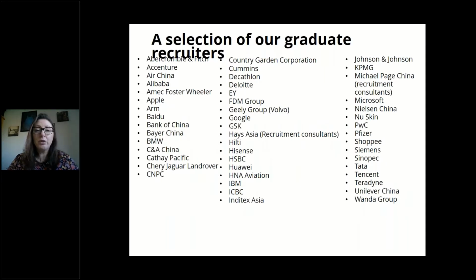A selection of our recruiters. This is just a very small selection of our recruiters. These are ones that we've worked with most recently. They are worldwide, so it's not just in one region, and we work with them on a number of different levels in terms of supporting recruitment talks, panel events, sharing their vacancies, sharing their events that they're running.